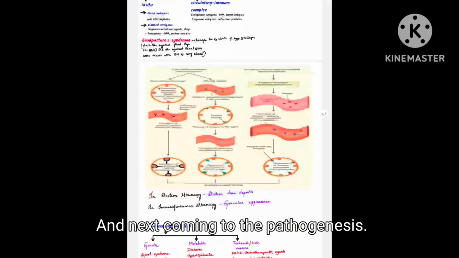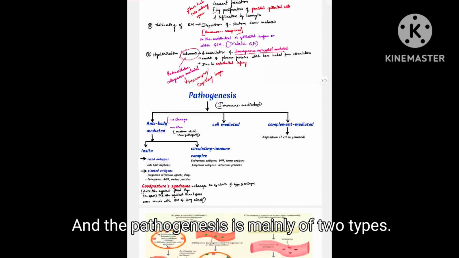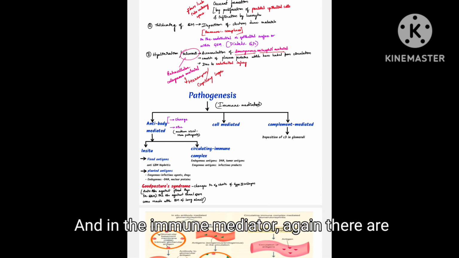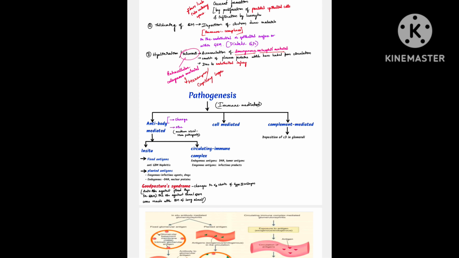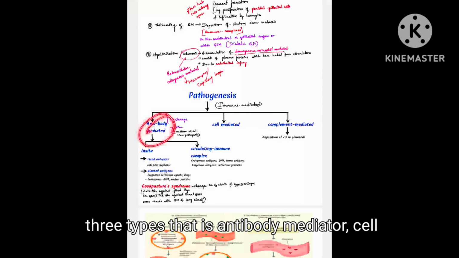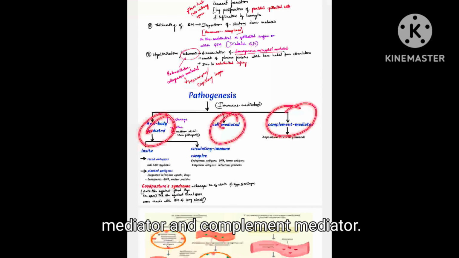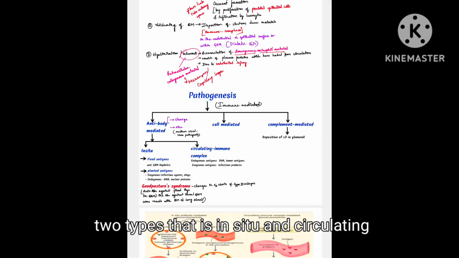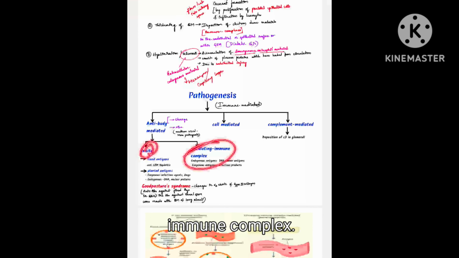And next, coming to the pathogenesis. The pathogenesis is mainly of two types. One is immune mediated and the other is non-immune mediated. In the immune mediated, again there are three types: antibody mediated, cell mediated, and complement mediated. And the antibody mediated contains again two types, that is in situ and circulating immune complex.